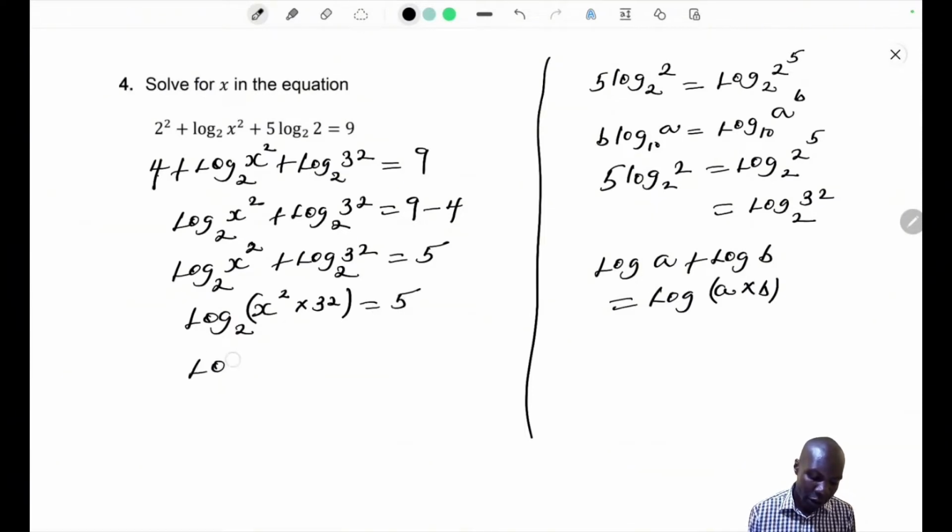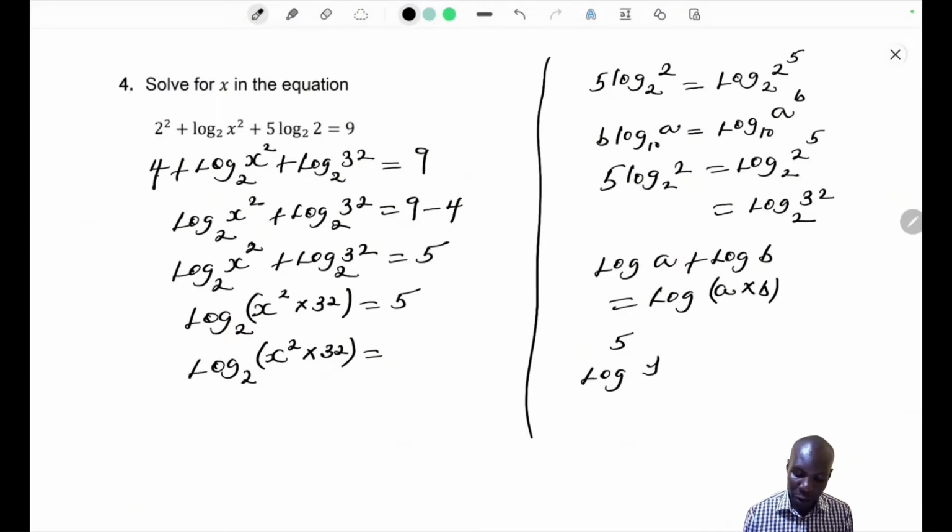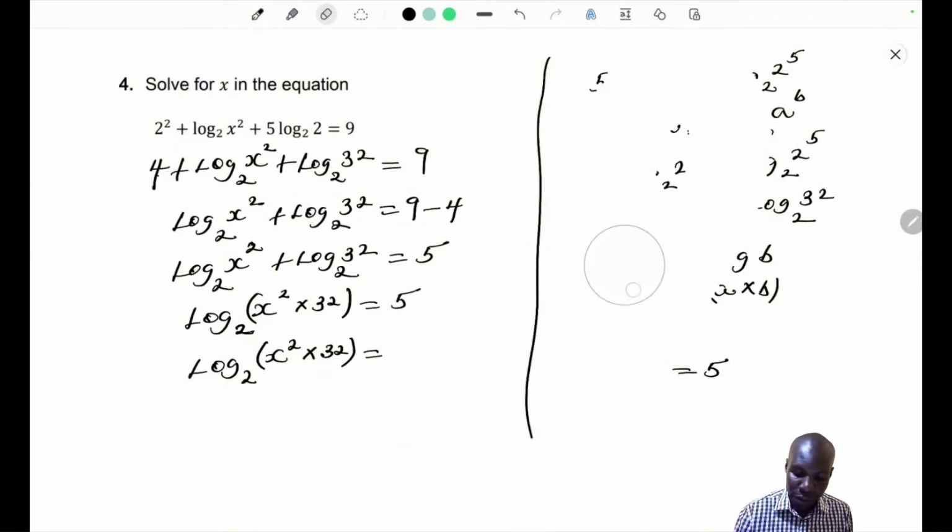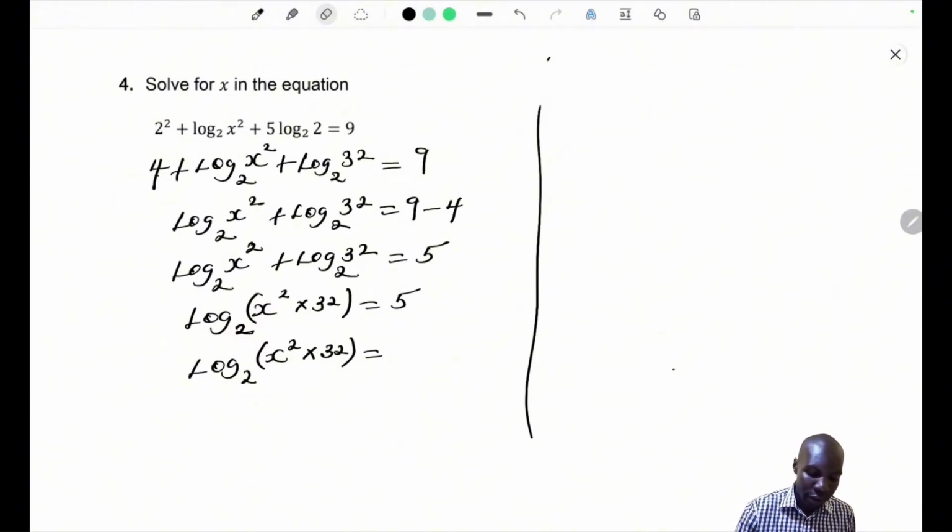So that is going to give us log of x squared times 32, everything to base 2, giving us 5. We must convert this into log form. If you have 5, we say log of what, say y, to base 2, is going to give us 5. We are saying log of what, y, to base 2 should give us 5. So we need to find y.